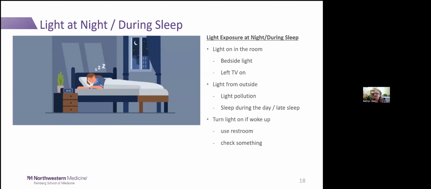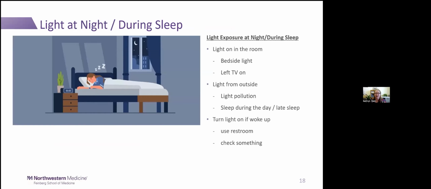So now switching gears a little bit to light at night. Light at nighttime can come from many different sources. You can have a light in the room, a bedside light, you can have left the TV on, there can be light from outside, there can be light pollution. We can be sleeping during the day or sleeping late, so you're also sleeping a little bit during the day.